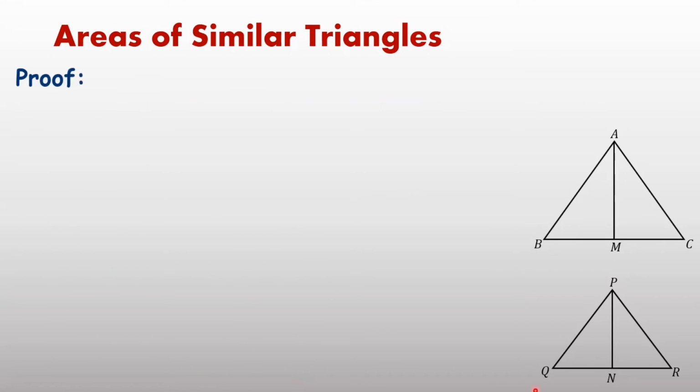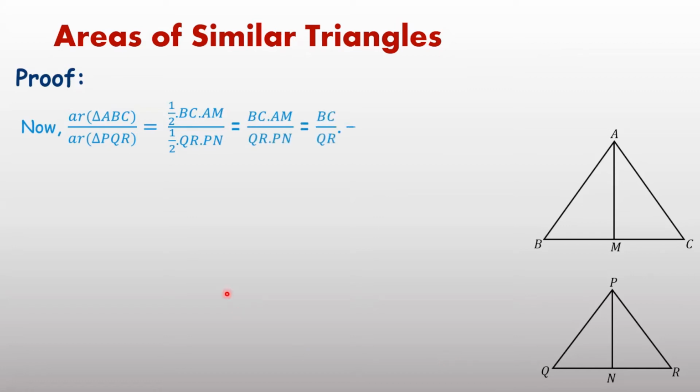In triangles ABC and PQR, AM and PN are perpendicular. Therefore, area of ABC upon area of PQR, we can apply the formula half base into perpendicular. Area of ABC equals half base BC into perpendicular AM upon half base QR into perpendicular PN. Half cancels out, BC into AM upon QR into PN equals BC upon QR into AM upon PN. Write this as equation first. I have just applied the formula and written it.